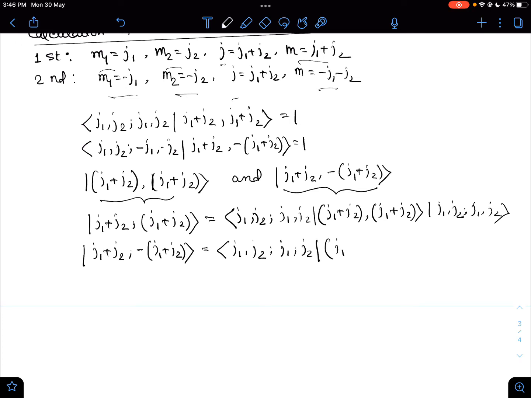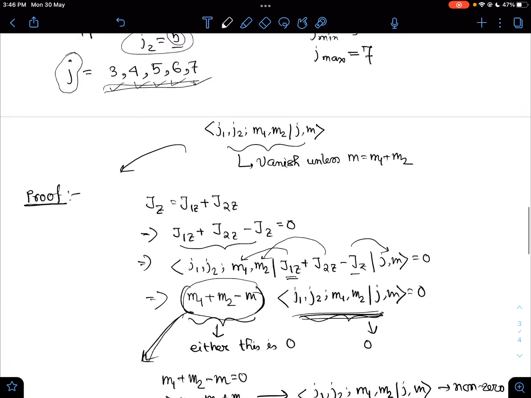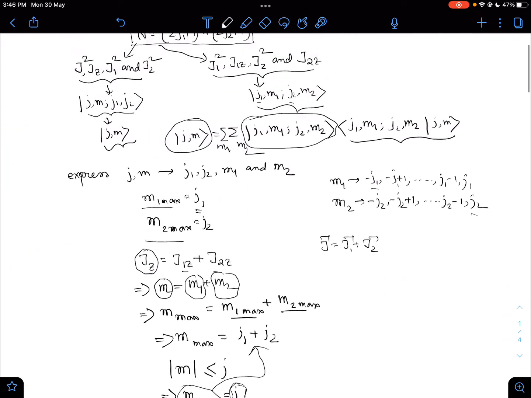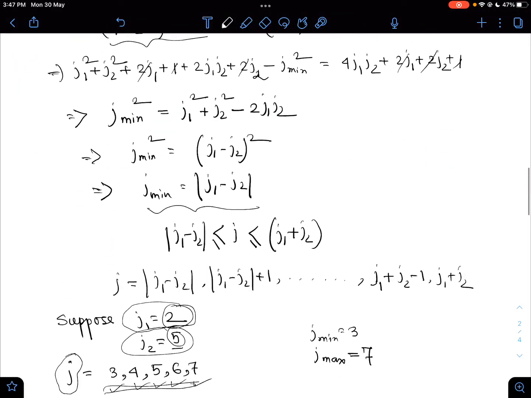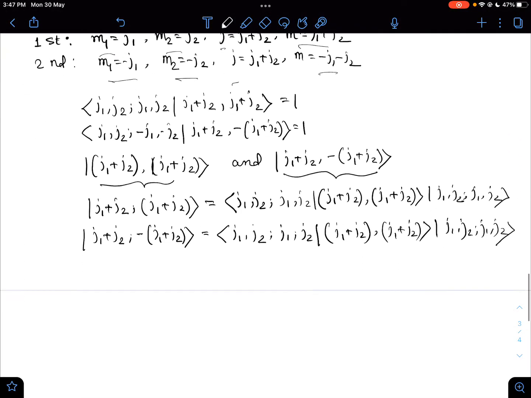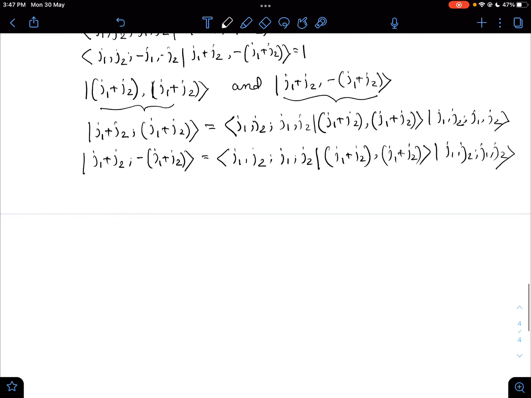This is coming from the relation, because we know that for the limiting cases these two terms can have only one element. The M1, M2 are maximum values, so that is why the Clebsch-Gordon coefficient corresponding to the two limiting cases must be 1.